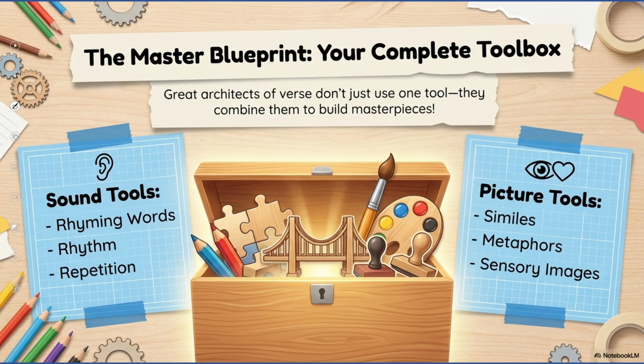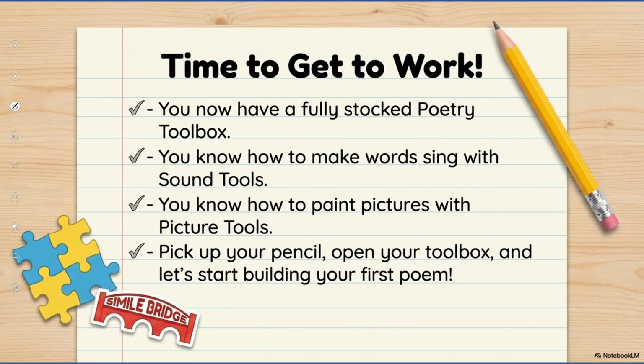So sound tools are rhyming words, rhythm, and repetition of certain words and phrases. And picture tools are similes, in which we use as and like, metaphors, in which we do not use as and like, and sensory images, which are created in our mind by the use of certain words. So this is how a poem is made by using certain tools.